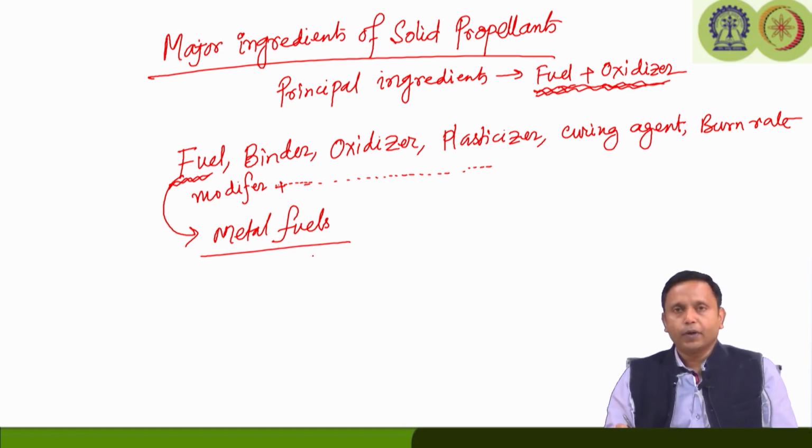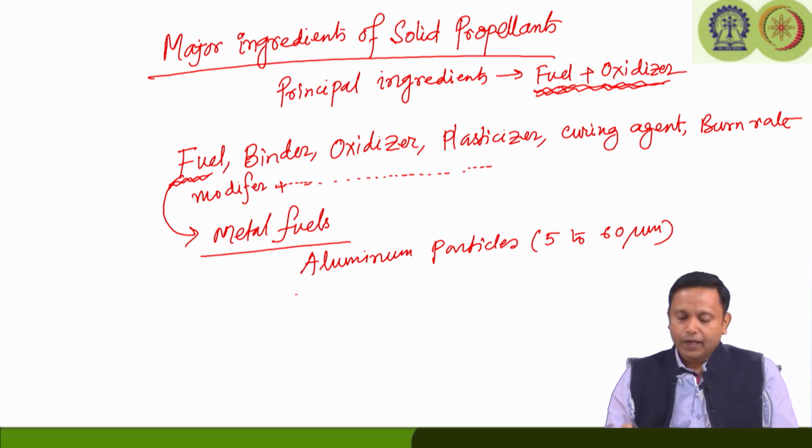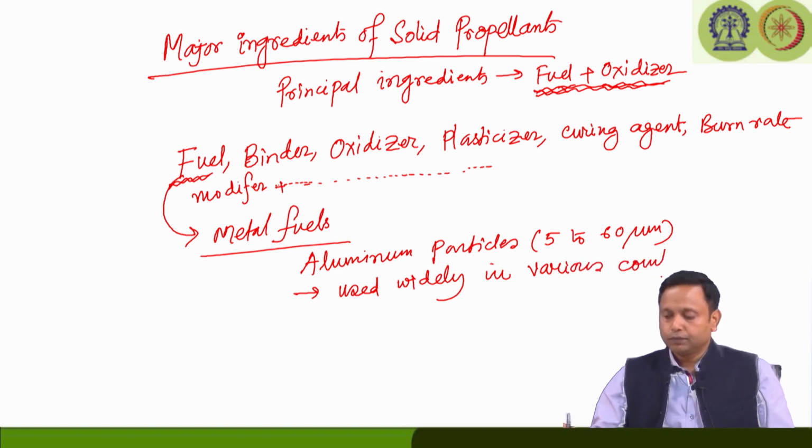So, very common metallic fuels is the aluminum particles. They are considered as the common metallic fuels. It may have a diameter of 5 to 60 micron. They are used widely in various composite propellants.